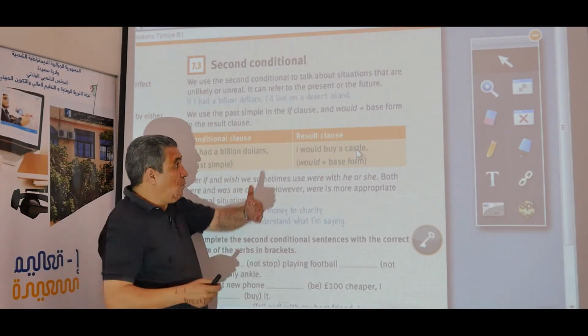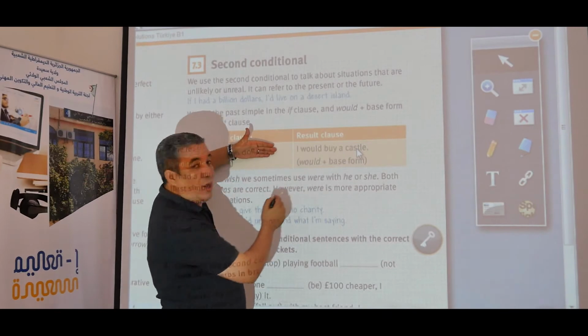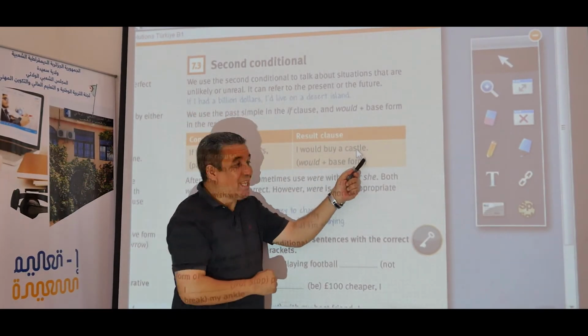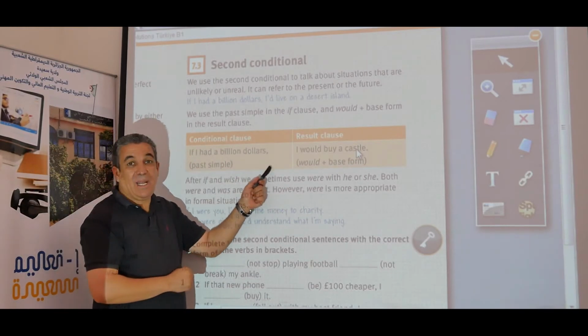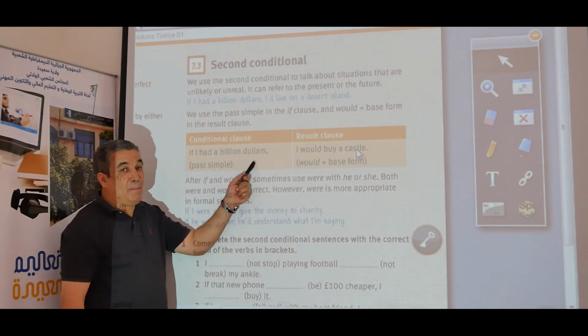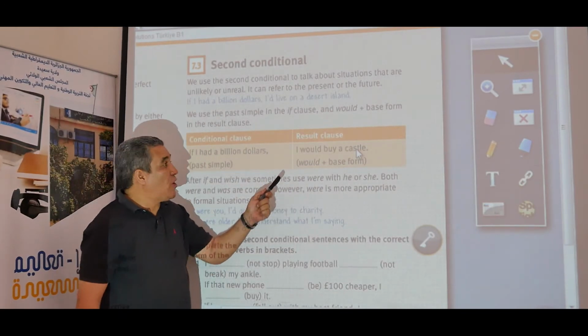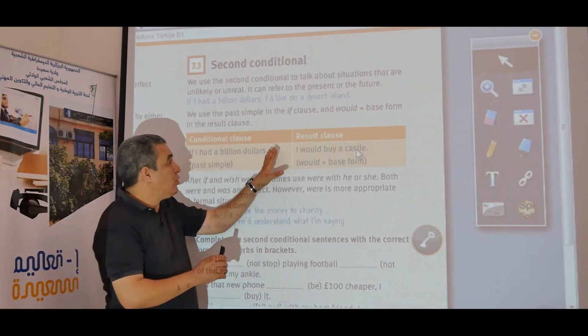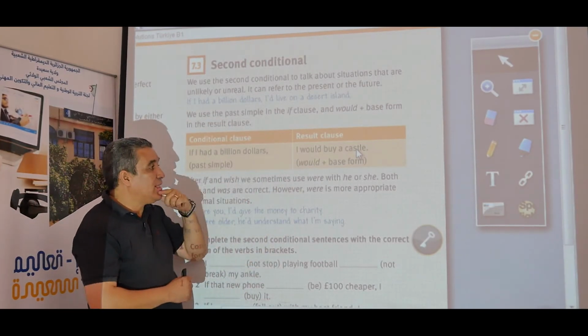But, you know, we can start with the result clause or the main clause. Like when we say, I would buy a castle if I had $1 billion. So if you start your sentence with I would buy a castle, there is no need for the comma. You won't need the comma.